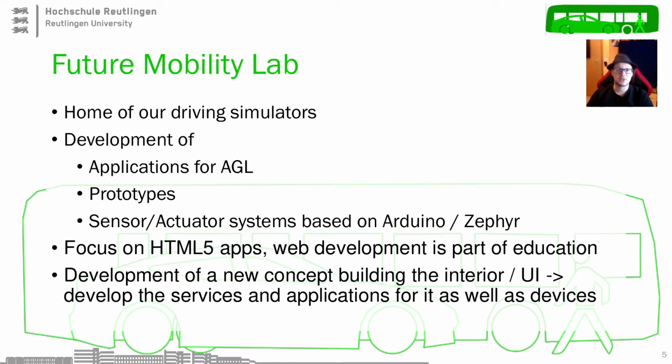The Future Mobility Lab is the home of our driving simulators and the spot where we are working on AGL. We are developing applications and services for AGL. We are building prototypes so that students can test their software on AGL hardware. And we are working on sensor and actuator systems based on Arduino microcontrollers and on Sapphire. We are focusing on HTML5 apps because the students are learning this in their bachelor courses. And we are developing new concepts, building interior user interfaces, and developing services and applications.